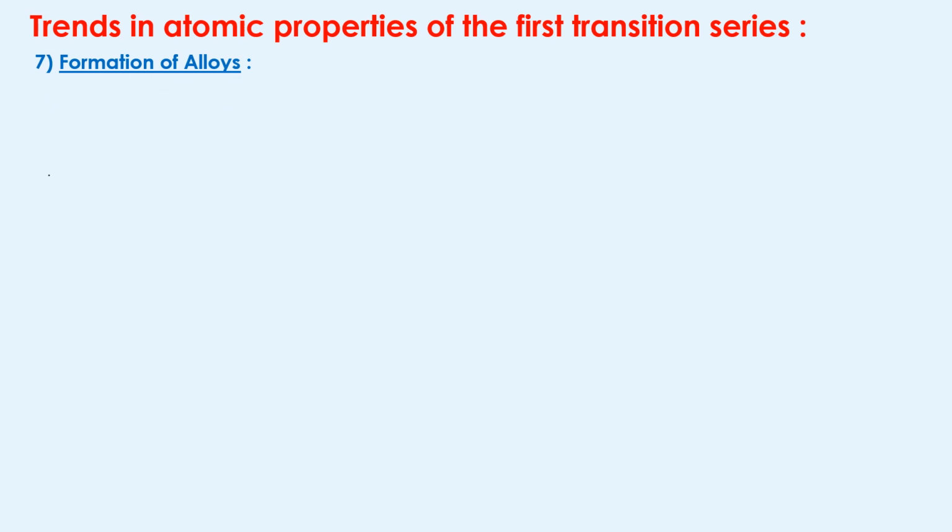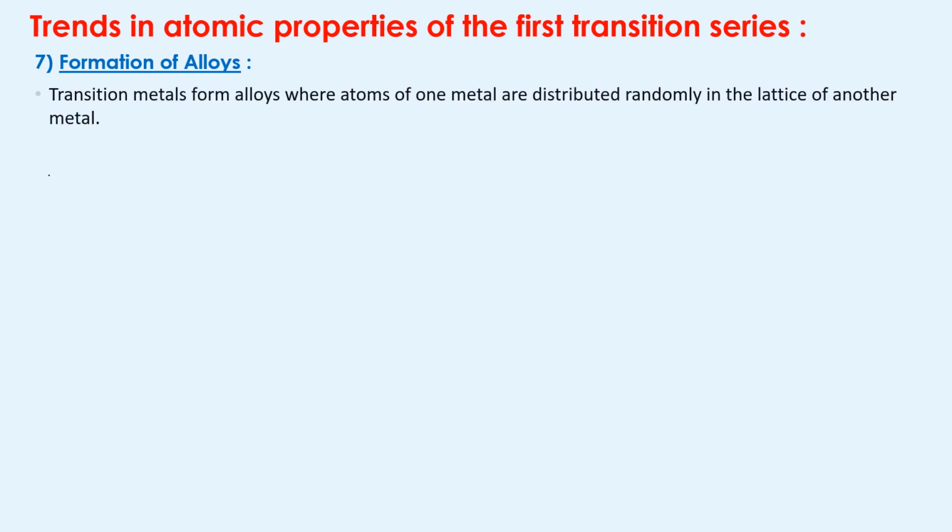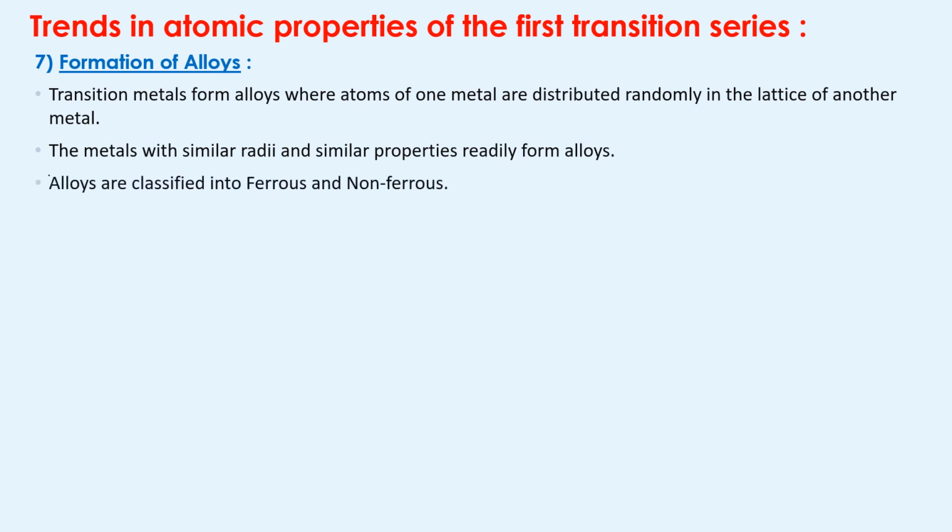Now formation of alloy. That is our next property, formation of alloy. So what is first of all alloy? Transition metals form alloys where atoms of one metal are distributed randomly in a lattice of another metal. So these metals have similar radii and similar properties, so they readily form alloys. So for alloy, your two metals are distributed randomly, and the metals with similar radii and similar property readily form alloys. So alloys are classified into ferrous and non-ferrous alloys.